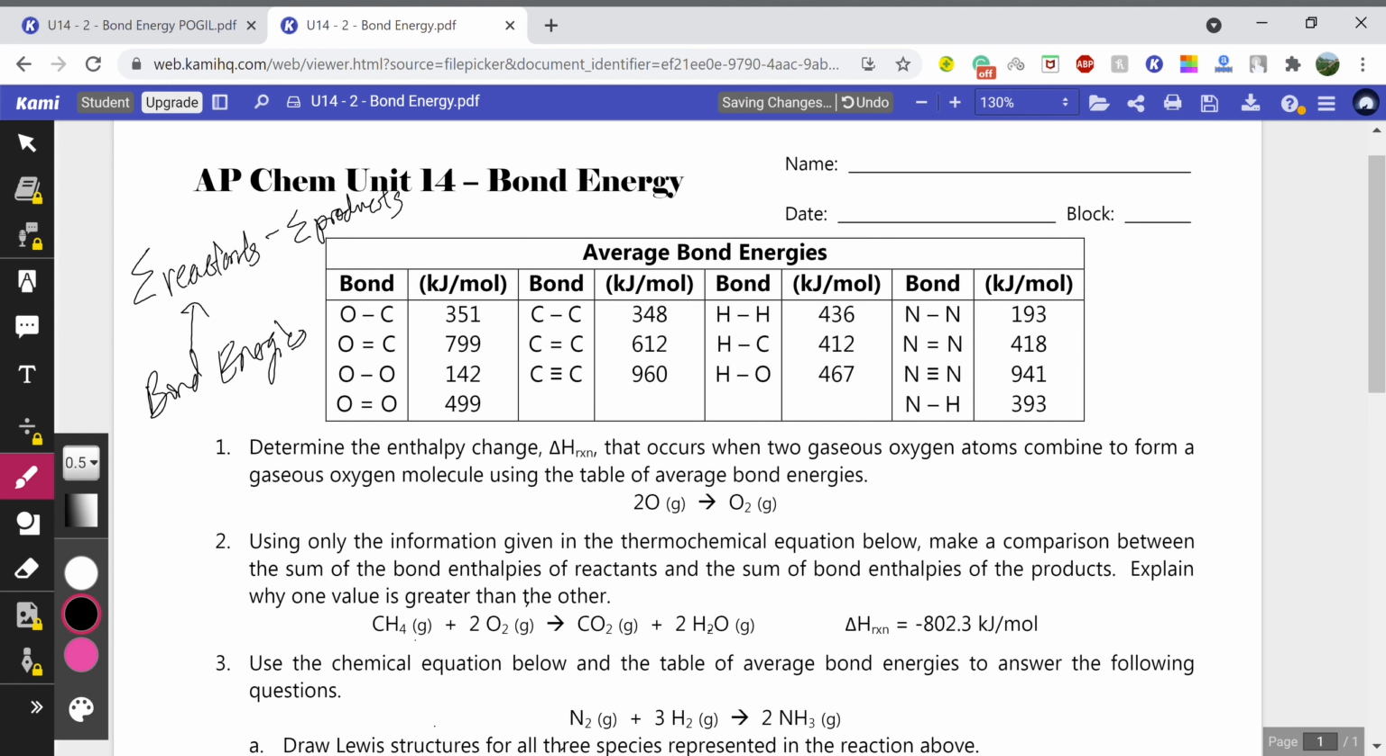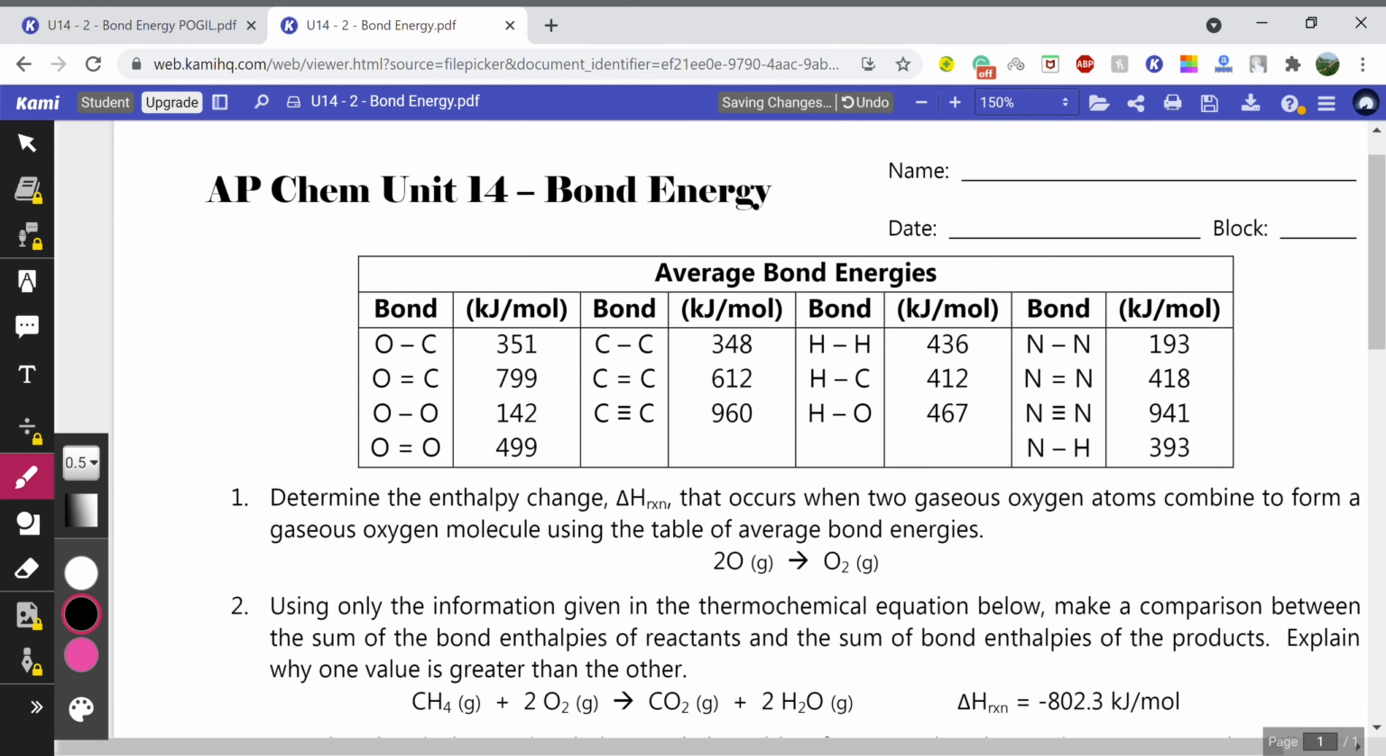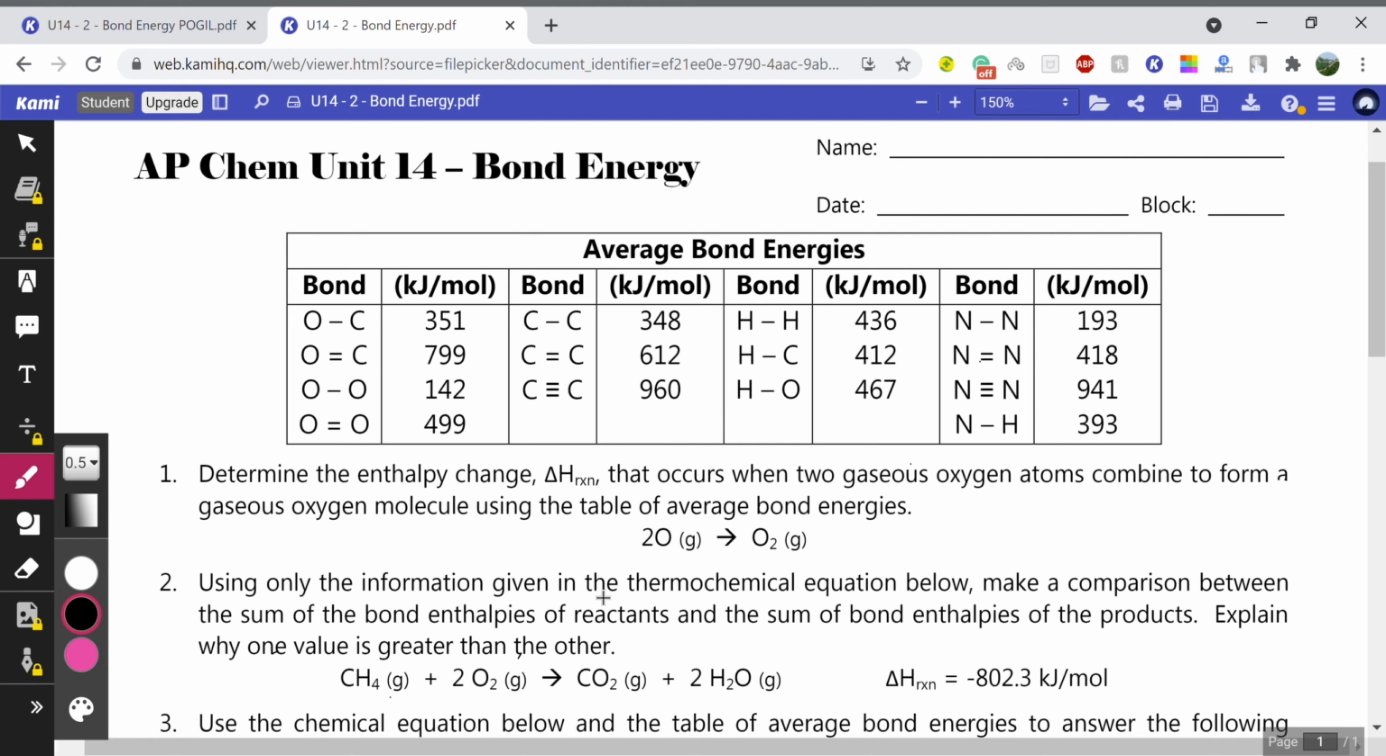So let's see. First problem, it says determine the enthalpy change, which is delta H reaction, that occurs when two gaseous oxygen atoms combine to form a gaseous oxygen molecule, using the table of average bond energies. So how would our two oxygen atoms bond? Well, oxygen bonds with a double bond, as we should know already. And this is how it works. This is a double bond between O and O, and we will not look at any of the stuff on the side because we're looking at bond energies. So we'll only be looking at the bond. And this is a double O and O bond, which means the bond strength will be 499.